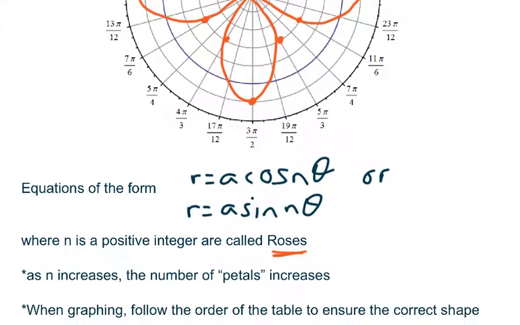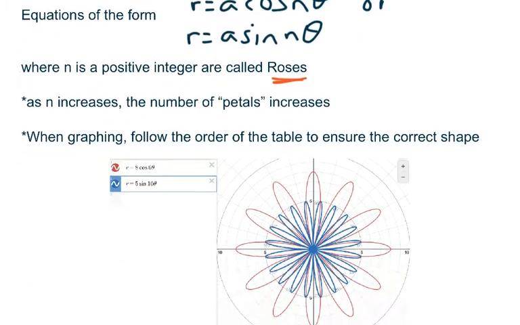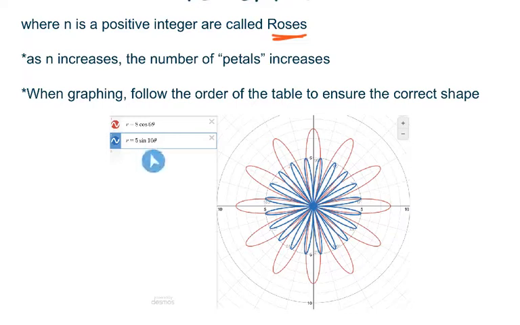Okay, so with this note right here at the bottom of the screen, as n increases, the number of petals increases. I've got a picture here from Desmos to kind of show you. As this number next to theta gets bigger, so the blue one here is the really lots of petals, the red one, a little bit bigger. As the n value gets bigger, the number of petals or the number of little flower leaves increases, and you'll see that whether you use sine or cosine. So these are the roses.